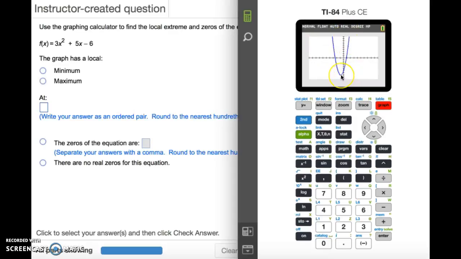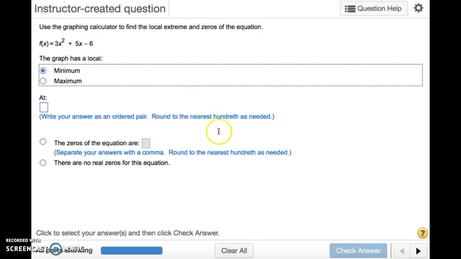And from the way it looks, I can tell that I have a minimum. I would have been able to tell that from this 3 because it's positive. It would have been opening up. But I have a minimum. So I'm going to go ahead and select that.